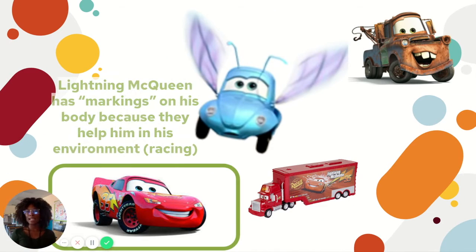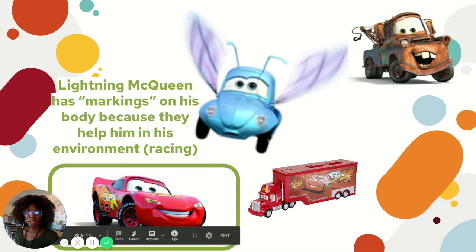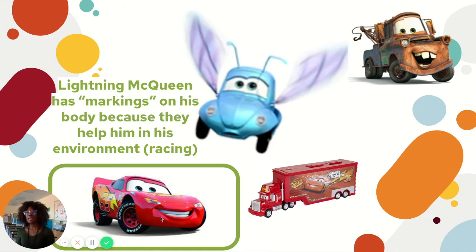So look right here. This is Lightning McQueen. Lightning McQueen, his physical characteristics, we can see that he has a 95, he has a lightning bolt, he has a bunch of stickers, he doesn't have headlights, and he has a cool smile. So Lightning McQueen has certain markings on his body because they help him in his environment. And his environment, if you did not know, he's a race car, right? So these markings on his body help us to know, oh, this is a race car.